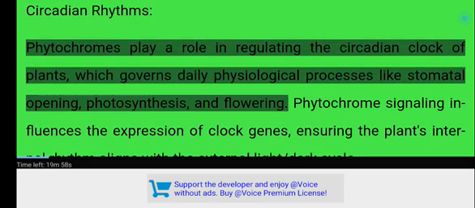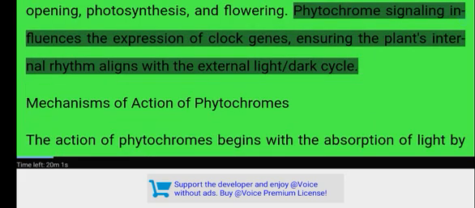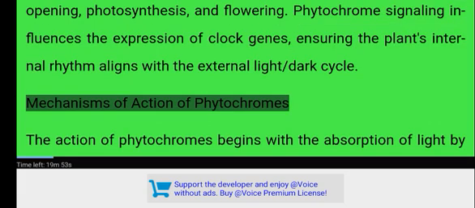Circadian rhythms. Phytochromes play a role in regulating the circadian clock of plants, which governs daily physiological processes like stomatal opening, photosynthesis, and flowering. Phytochrome signaling influences the expression of clock genes, ensuring the plant's internal rhythm aligns with the external light-dark cycle. Mechanisms of action of phytochromes.